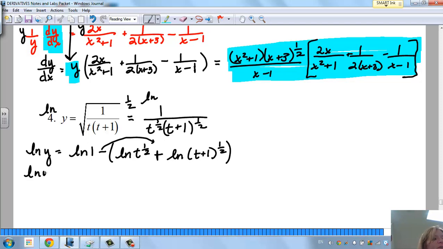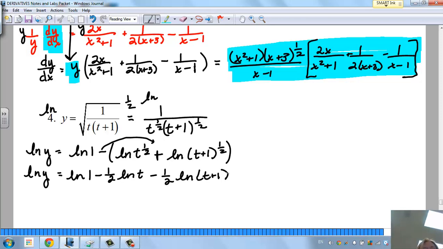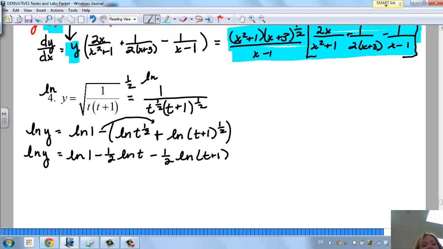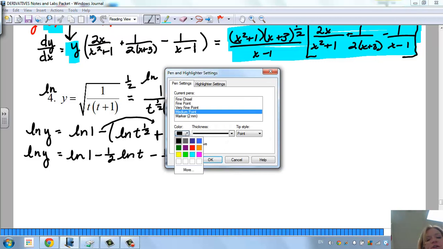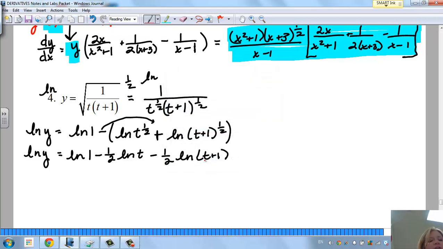So the natural log of y is going to equal the natural log of 1 minus a half natural log of t, minus a half natural log of t plus 1. Okay, now we can start doing the derivative. This is where we're starting the derivative. I just want you to notice this. I'm going to change this to red so that you notice all we did is expand it.